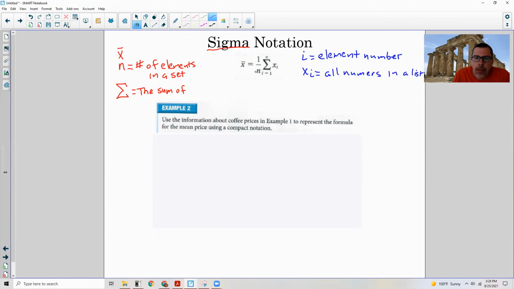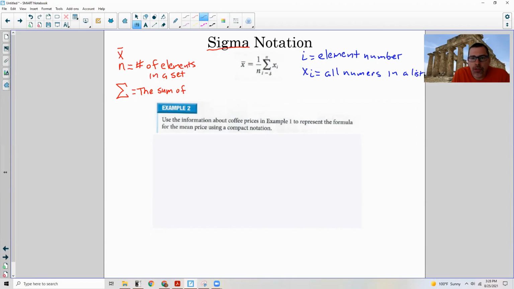Okay. And now we're going to put this all together. So X bar is the mean, n is the number of elements in a set, and the sigma notation means the sum of. So what we're going to do is take i equals 1, the first element in the set, and go out to the last element in the set, in this case 6, X sub i, all the numbers in the list. So X sub 1, X sub 2, X sub 3, X sub 4, X sub 5, and X sub 6. And that tells us where to stop. This tells us where to start.